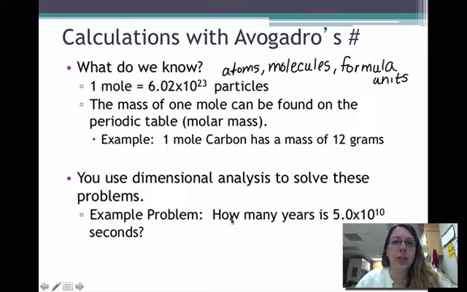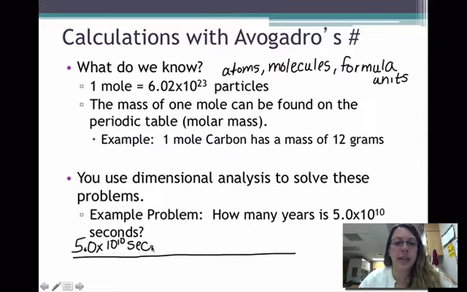And we're going to use dimensional analysis when we're solving these problems with Avogadro's number. The example we're given here is how many years is 5 times 10 to the 10th seconds. So remembering dimensional analysis, you always start with what you're given, and we're trying to get the units to cancel.